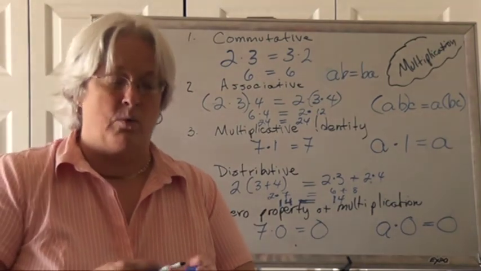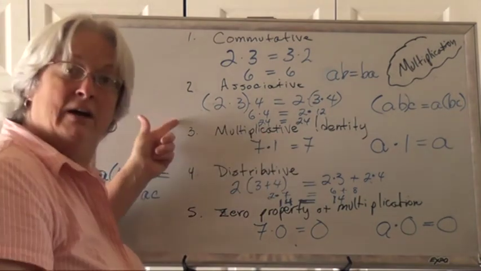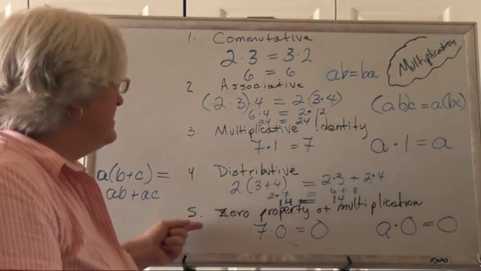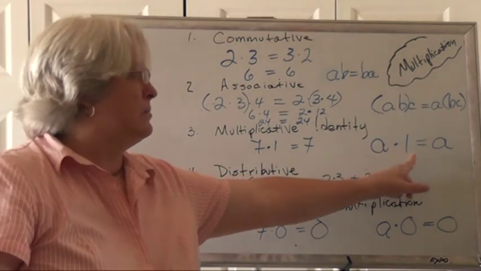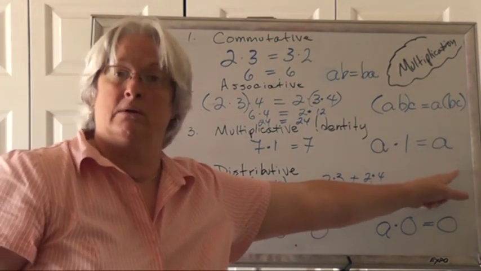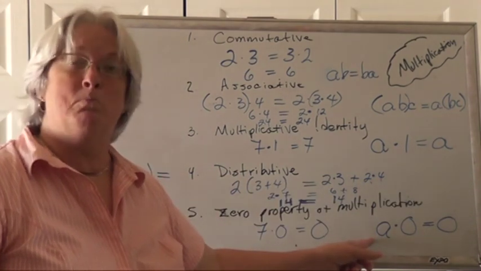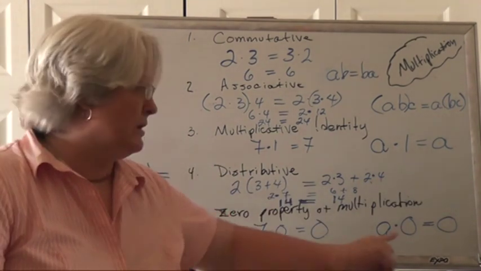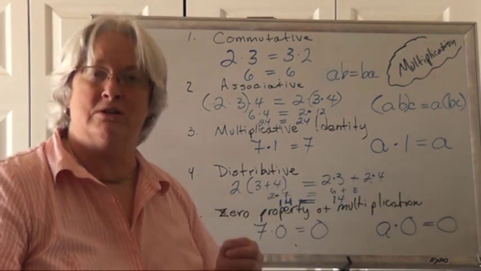So in conclusion, I want to point out right here the difference in the multiplicative identity and the zero property of multiplication. Any number, any value times 1, the value doesn't change, but any time that you multiply any quantity by 0, you end up with 0. And that's the conclusion of this lecture.